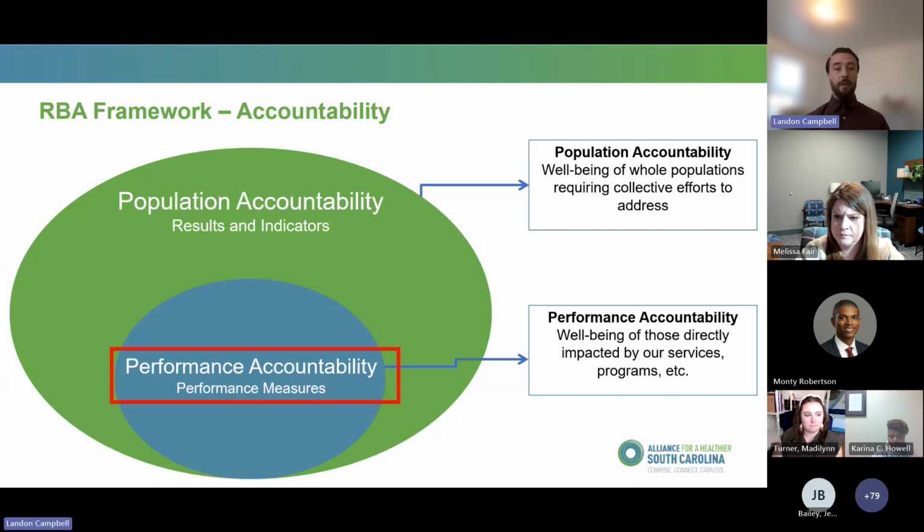So for example, if your program or service covers at-risk populations in Spartanburg, South Carolina, changes occurring for these residents would fall under the realm of performance accountability. The well-being of all at-risk populations in South Carolina as a whole would fall under population accountability. So the goal is to push you and your partners toward creating refined, actionable steps that target these direct recipients of your services.